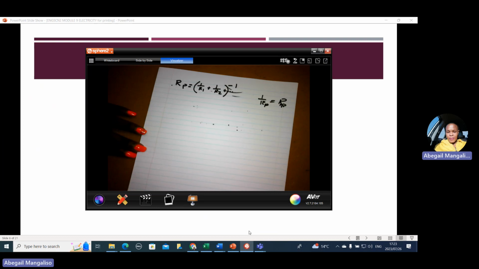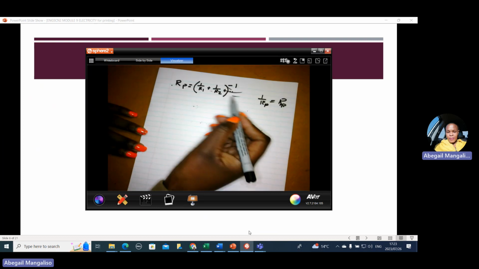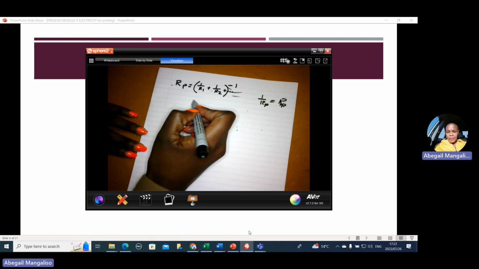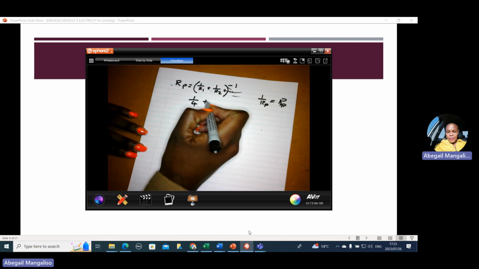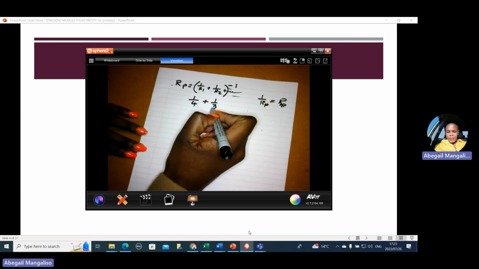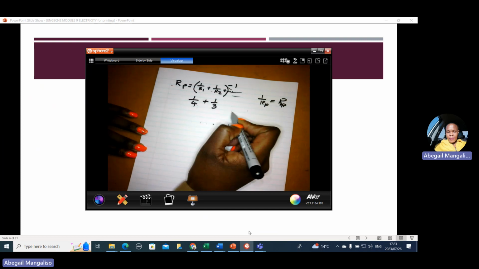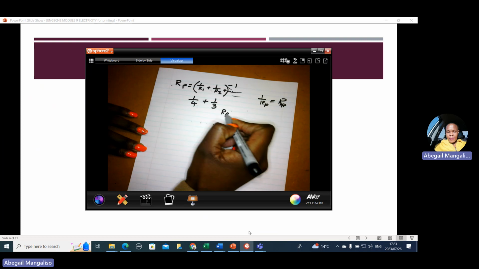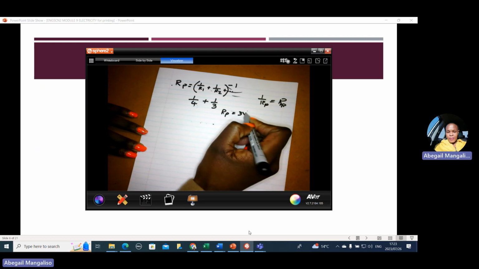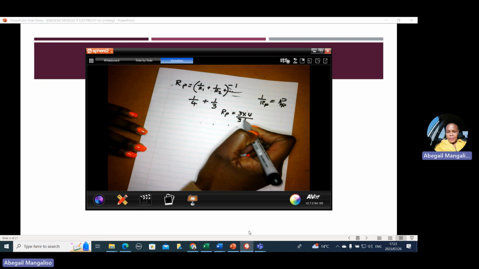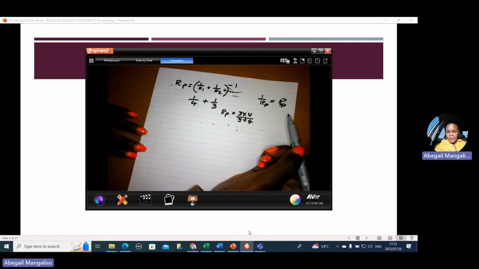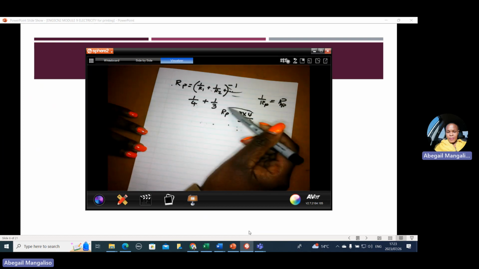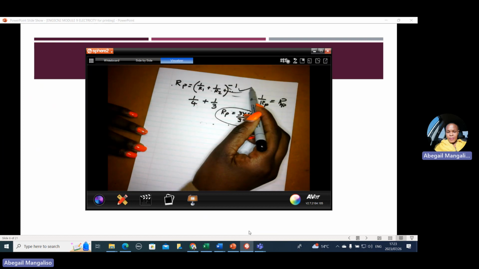Sometimes you find that resistors that are connected in parallel, there are 2. Let's say one resistor is 4 ohm and the other resistor is 3 ohm. So it's easy to do it like this. Rp is 3 times 4 divided by 3 plus 4. But if there are 3 resistors that are parallel, this formula doesn't work. You have to use this one.